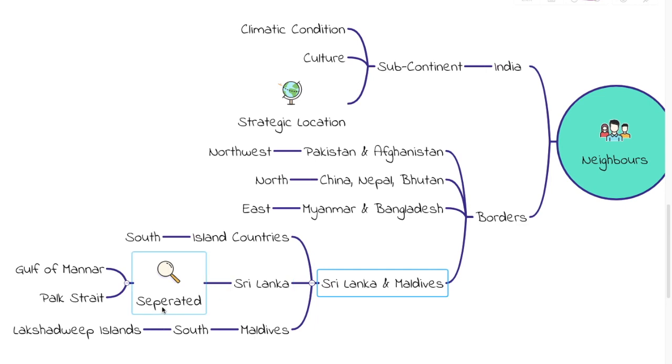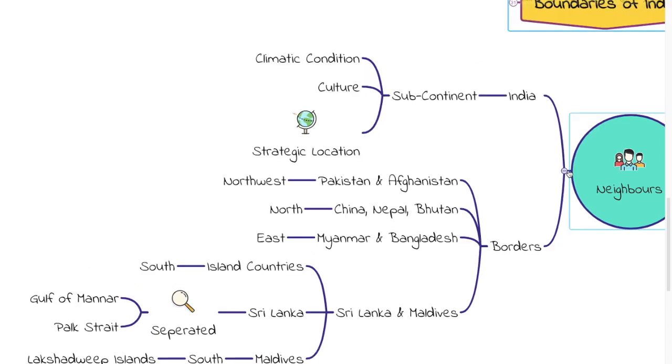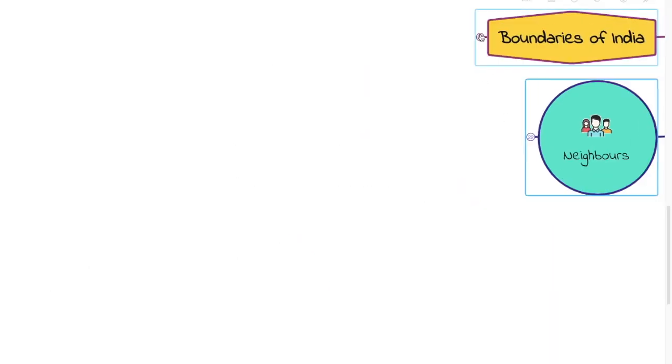Now Sri Lanka is separated by the Gulf of Mannar and Palk Strait, and Maldives are located to the south of Lakshadweep Islands. This is very important, so please feel free to pause the video and spend some time on it. Now let's look at the boundaries of India.